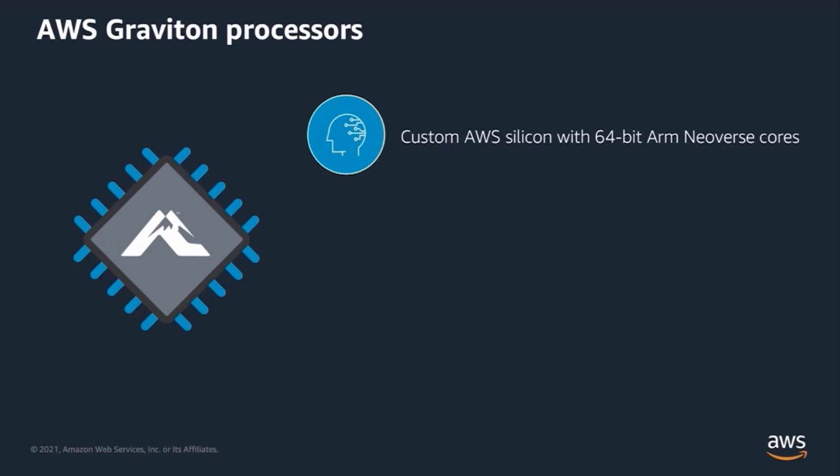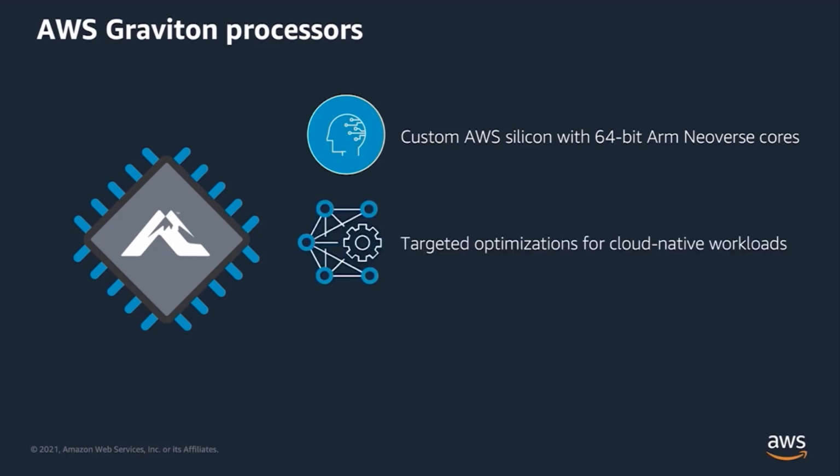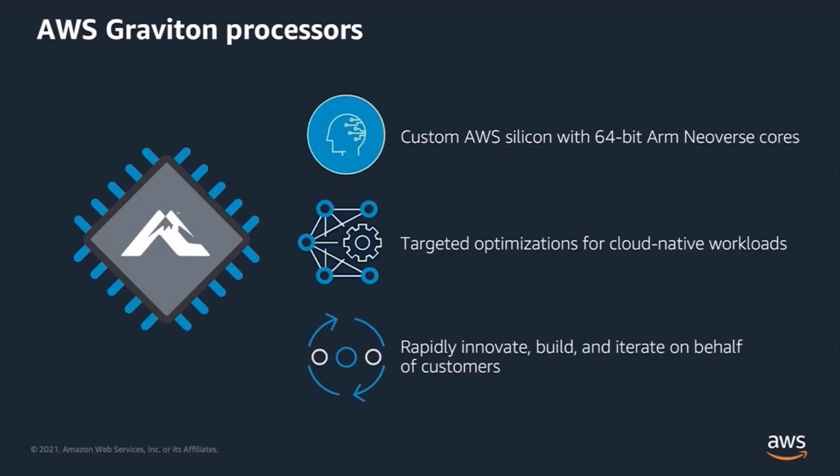The AWS Graviton processors are completely custom designed by Annapurna Labs around the 64-bit ARM Neoverse N1 core. With our vast experience here at AWS in running cloud-native workloads at scale, we've been able to target specific optimizations in this processor itself. So Graviton is literally designed for the cloud. By building our own custom processors, we can rapidly innovate and iterate on behalf of our customers, providing great performance with significant cost savings.